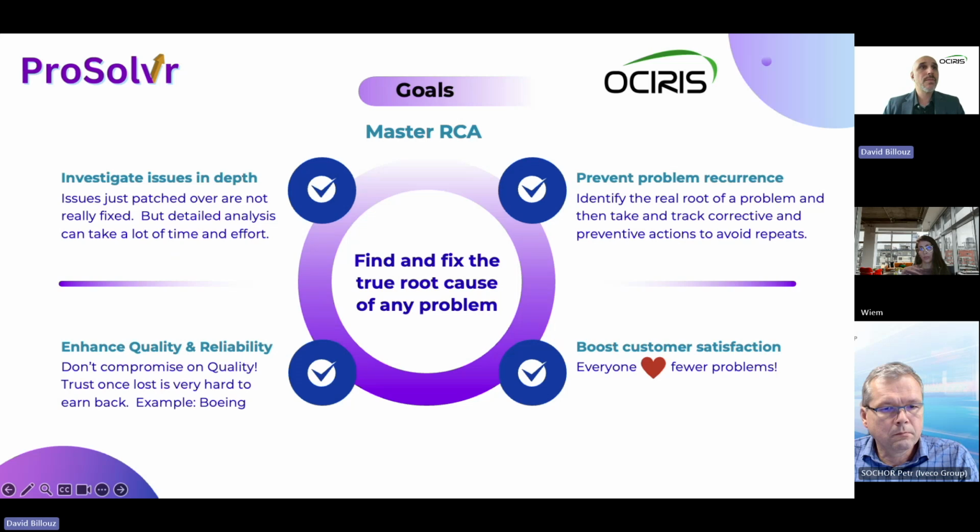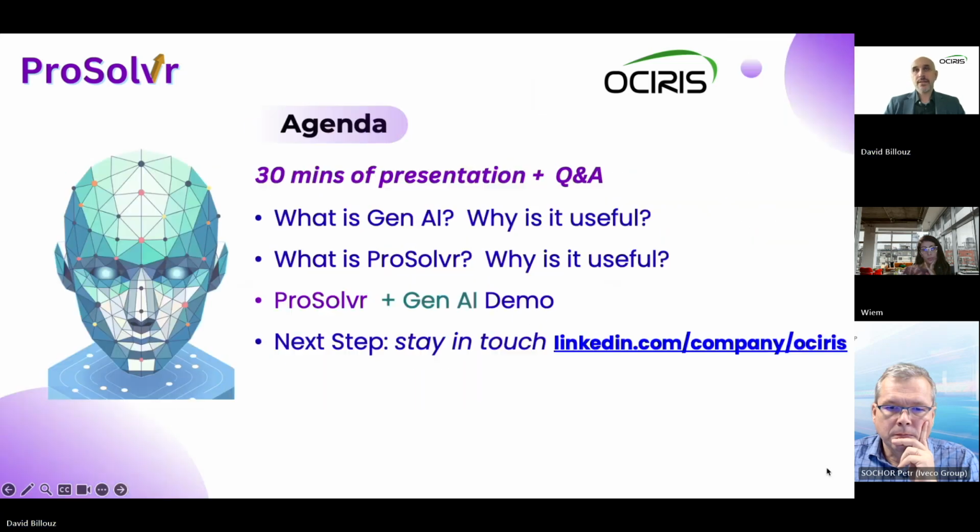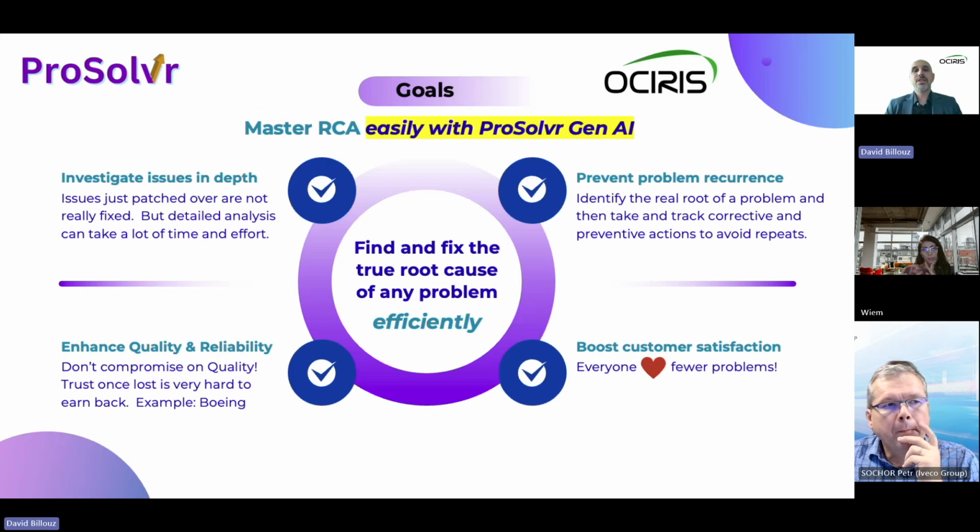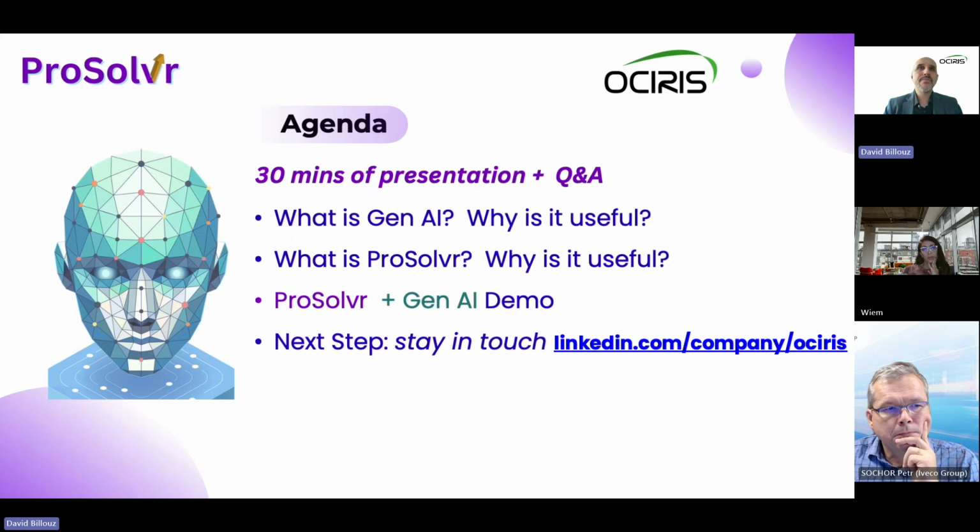So this is another thing about enhancing quality and reliability. And of course, if we have more problems solved, we have more reliability of our products. And at the end of the day, it should have a positive impact on the satisfaction of the customer. That's always the same story. So we can do that with Prosolvr and generative AI. So that's what we will see today. We will have a demo, because this slide deck is just to introduce the topic, and we'll mainly focus on some live demo. That's why you are here. And of course, then I would love to know your feedback.